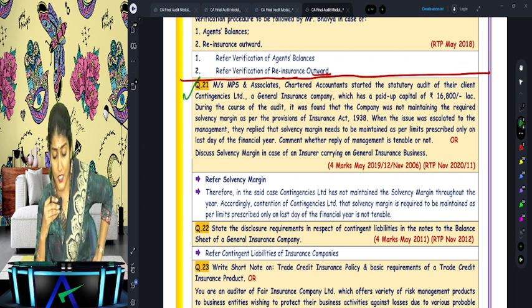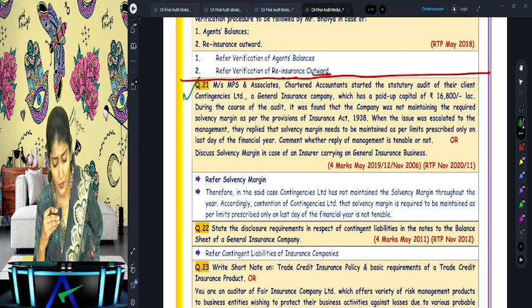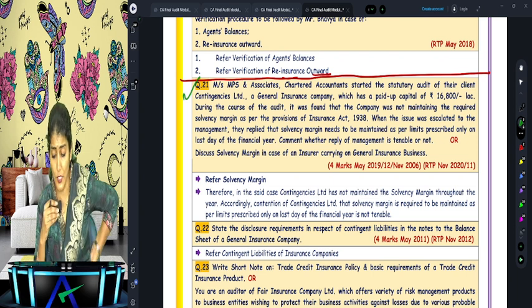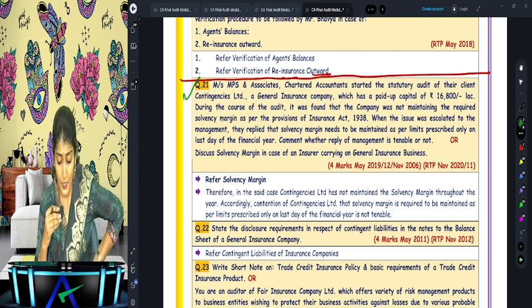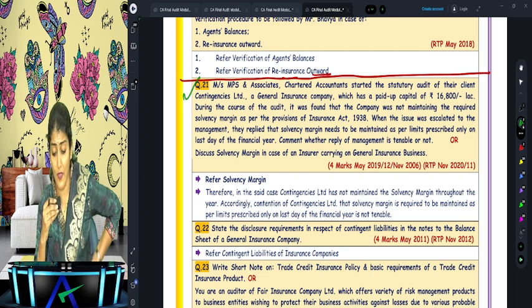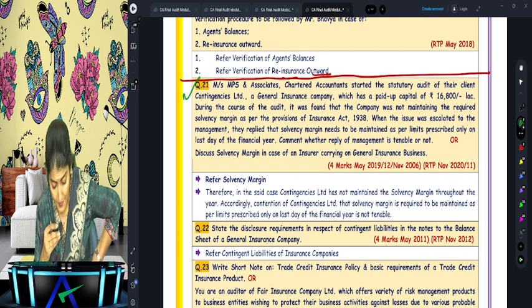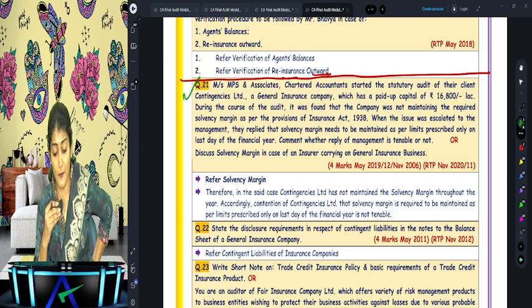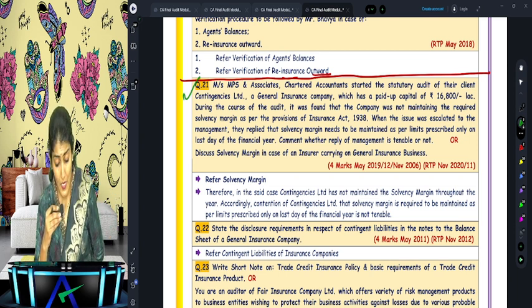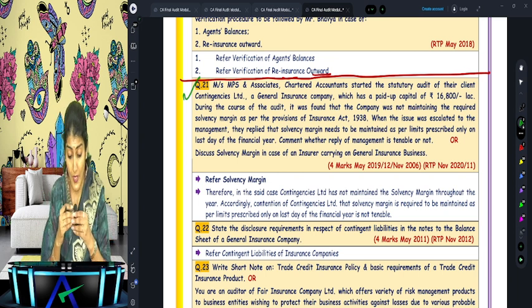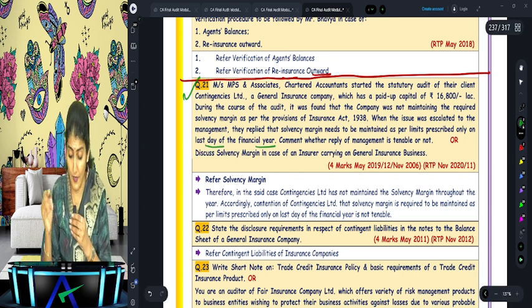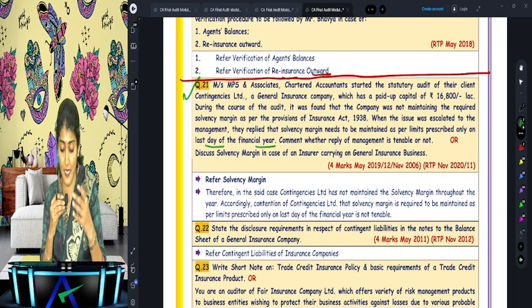MPS, an associate chartered accountant, started the statutory audit of their client Contingencies, a general insurance company which has a paid up capital of 16,800 lakh. During the course of the audit, it was found that the company was not maintaining the required solvency margin as per the provisions of the Insurance Act. When the issue was escalated to the management, they replied that solvency margin needs to be maintained as per the limits prescribed only on the last day of the financial year. Comment whether the reply of the management is tenable or not, right?